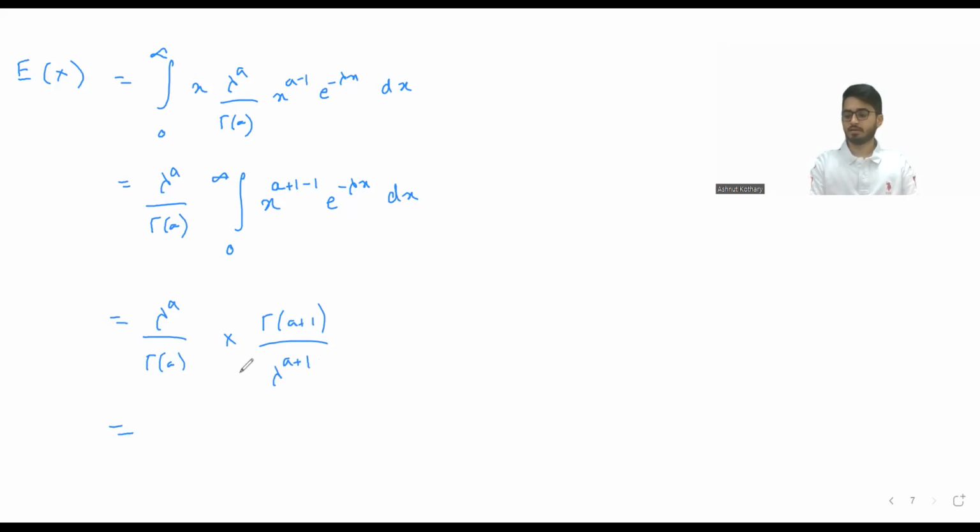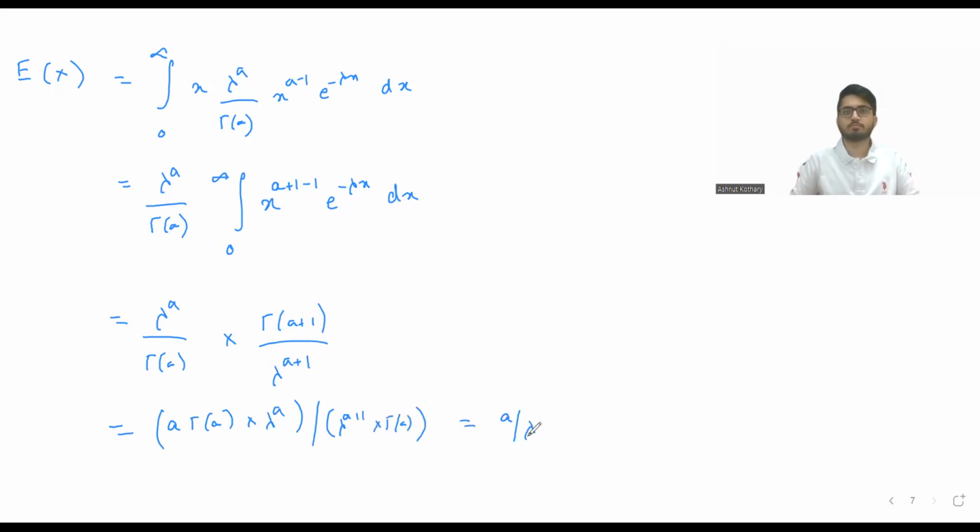Now gamma a plus 1 is nothing but a into gamma a, into lambda to the power a, whole divided by lambda to the power a plus 1 into gamma a, which on simplifying we get nothing but a by lambda, or alpha by lambda. Similarly, you can go on and perform it for expectation of x square, x cube, and so on. Its variance is given to be alpha by lambda square.